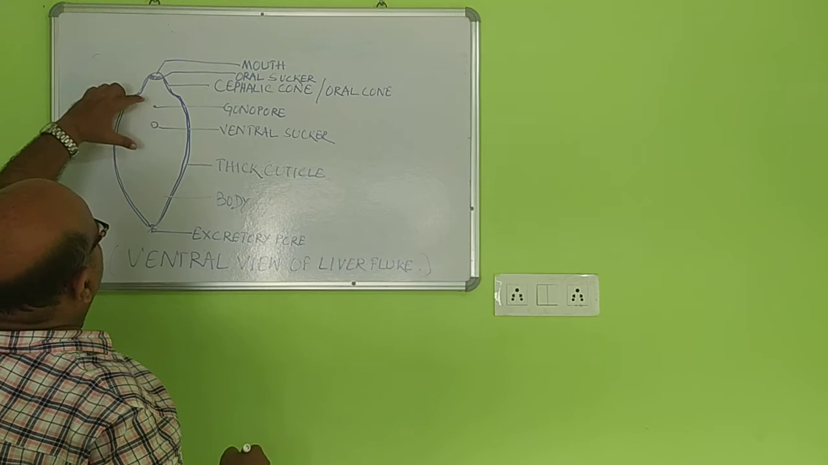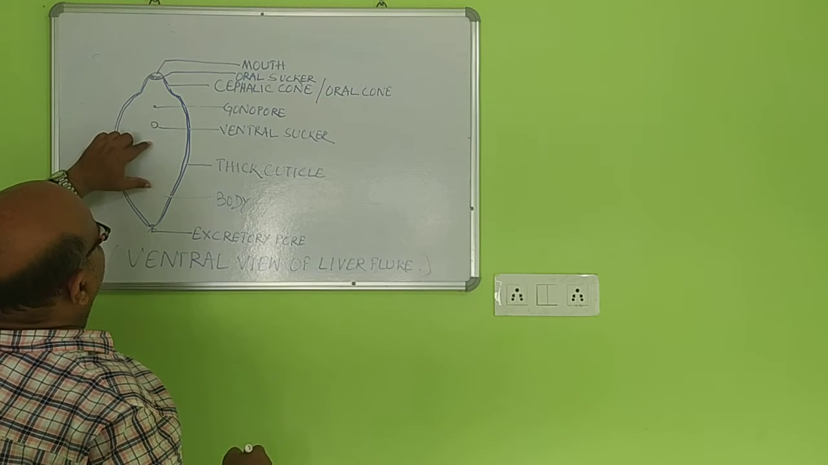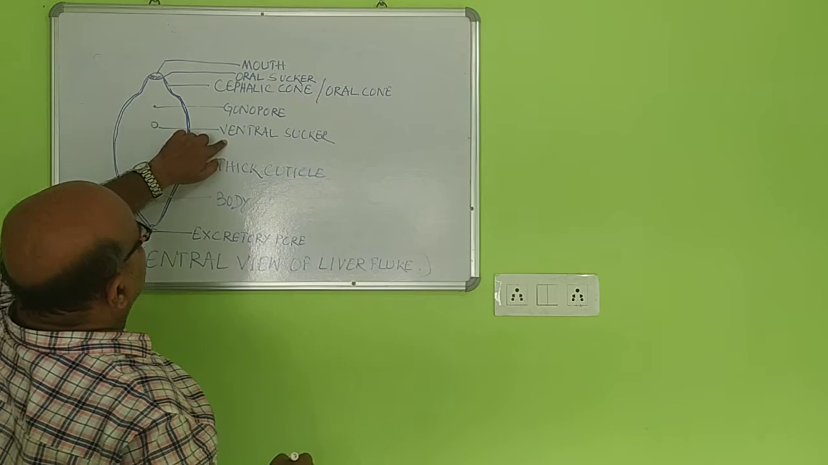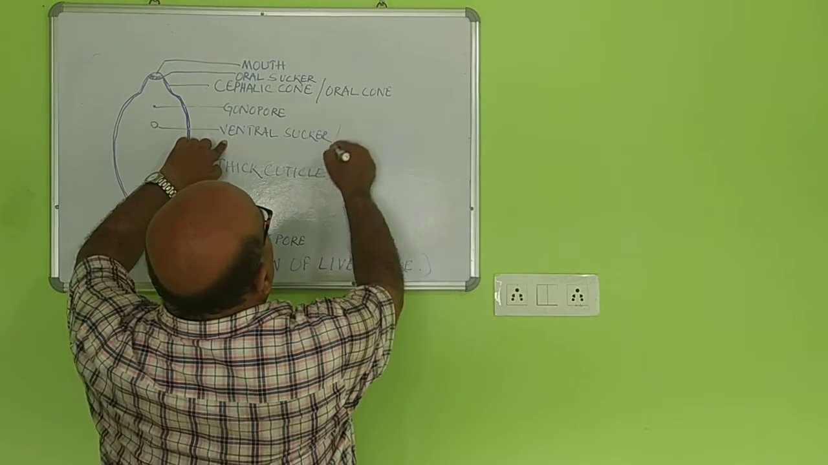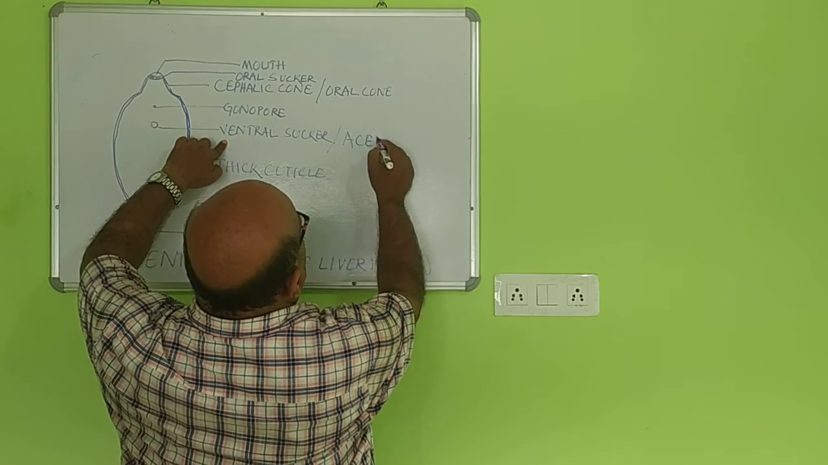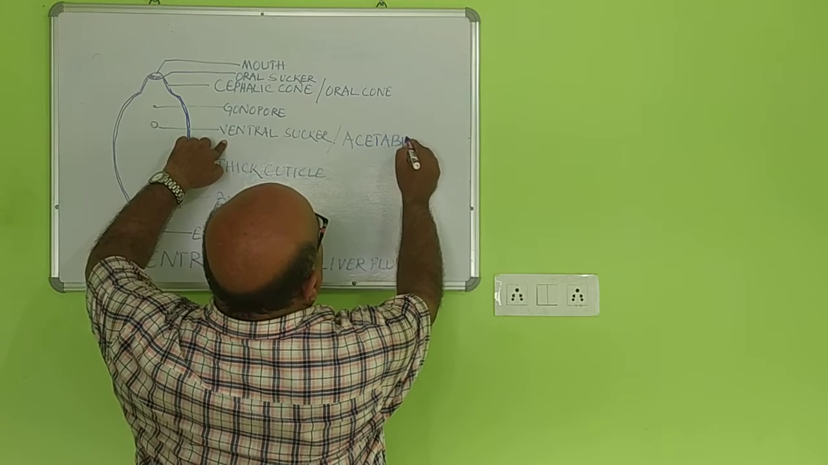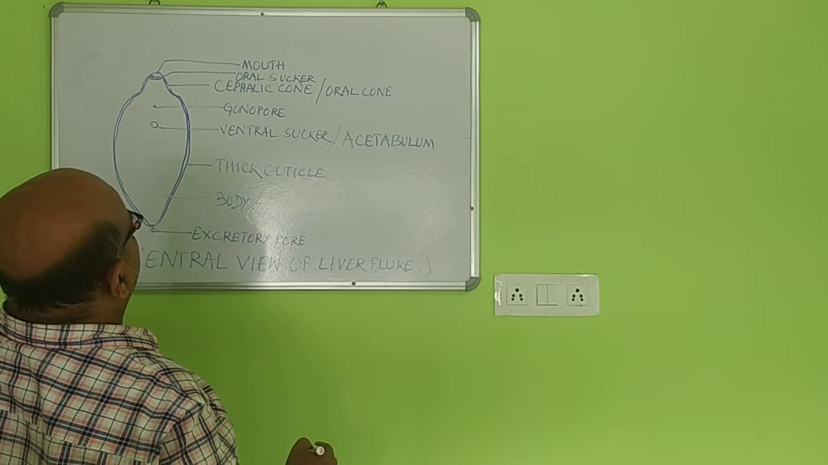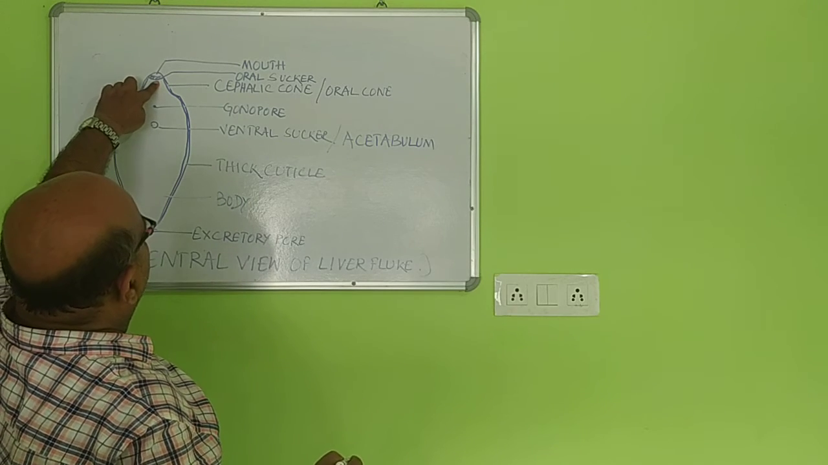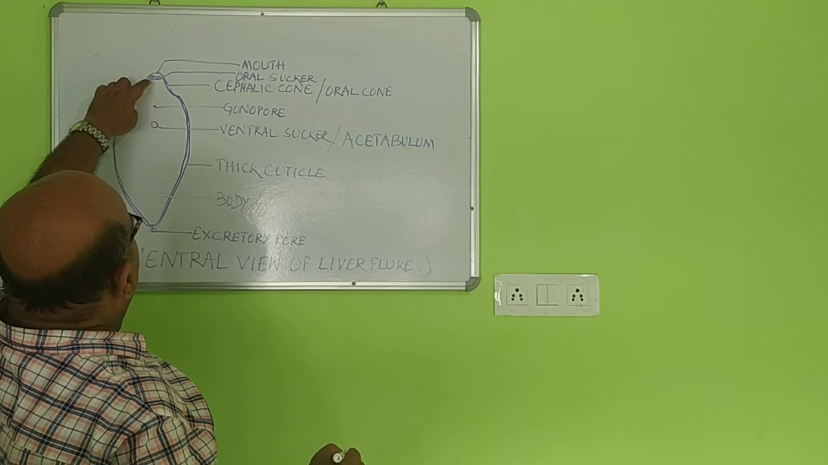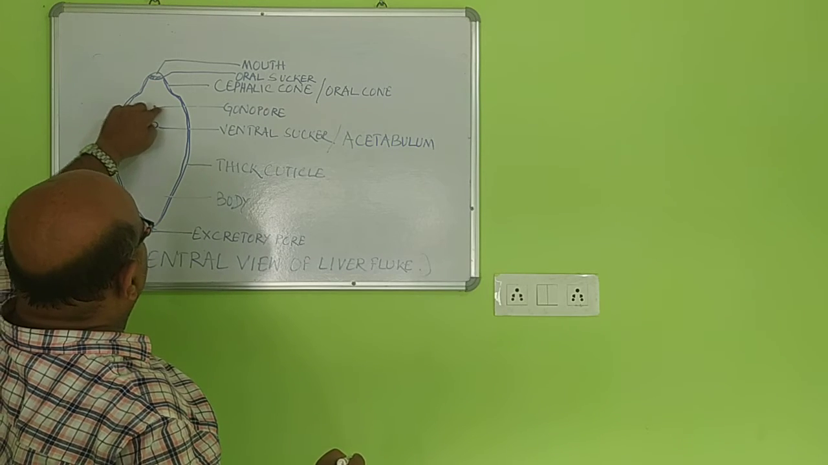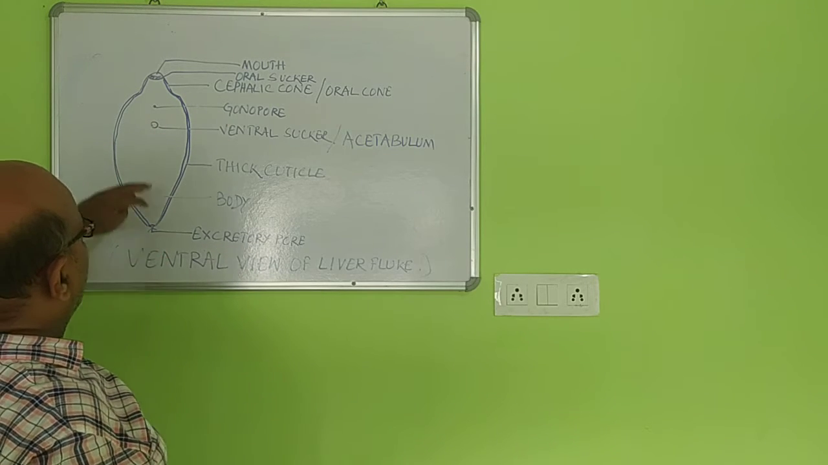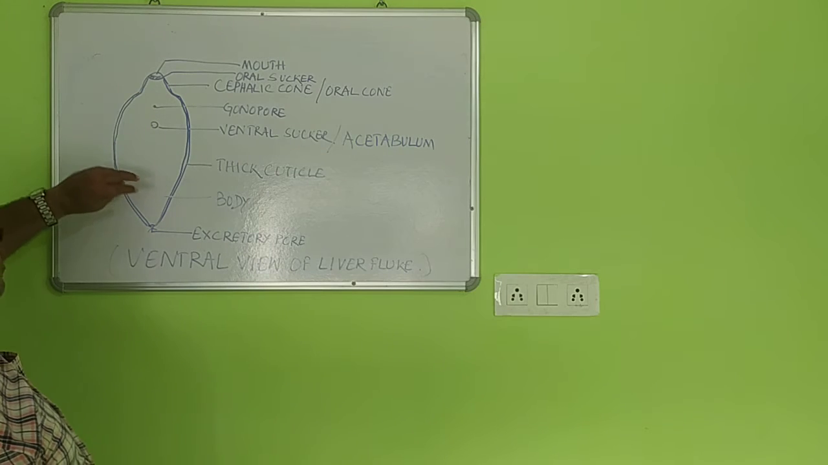Mark at the ventral side of the body, you find one sucker, which is called the ventral sucker, or also the acetabulum. In between the oral sucker and the ventral sucker, you find the gonopore. These are the features available on the ventral side of this animal.